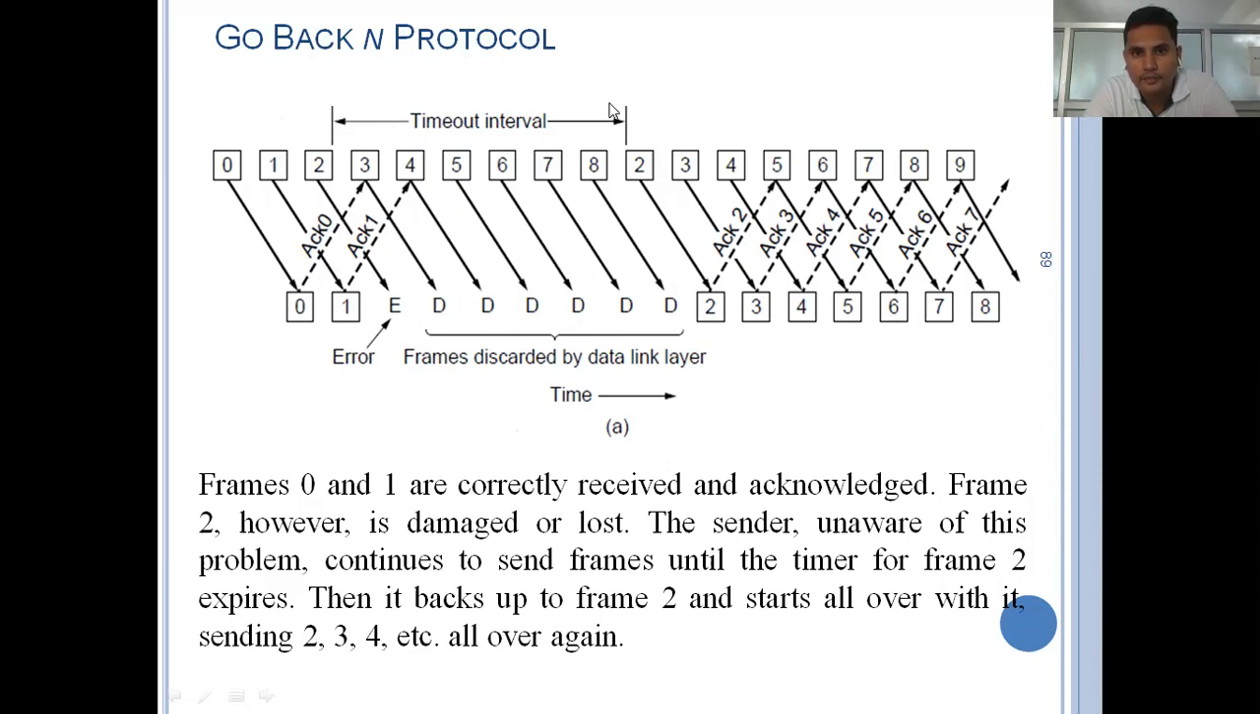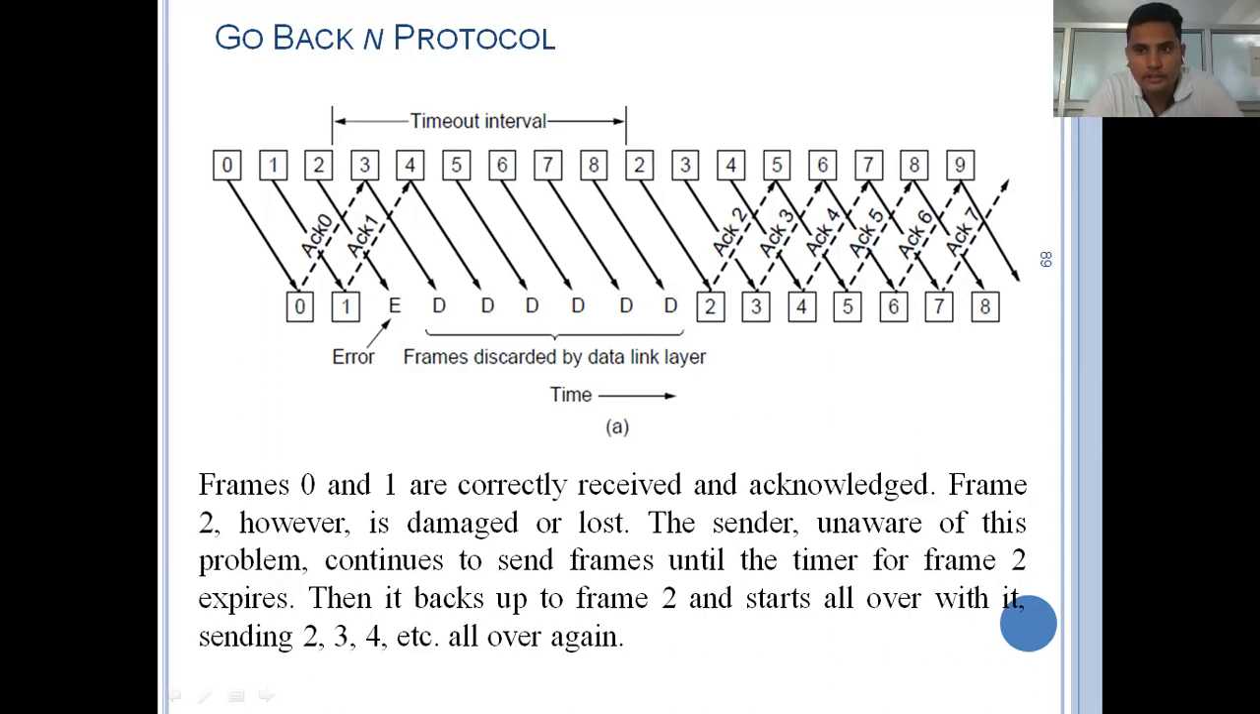This is the time period. The sender, unaware of this problem, continues to send frames until the timer for frame 2 expires. Then it backs up to frame 2 and starts all over with it, sending 2, 3, 4, and so on, again and again.